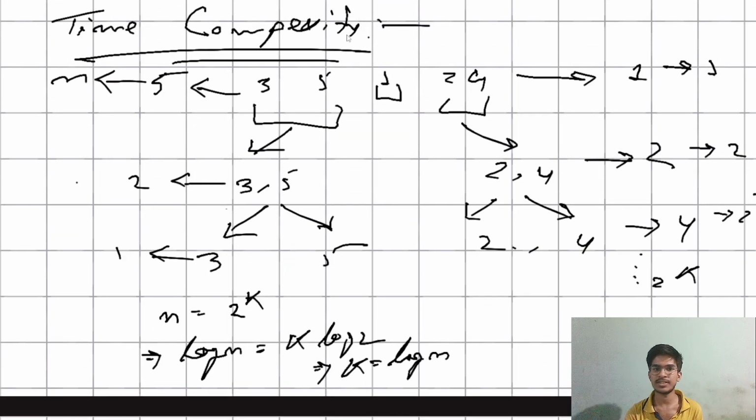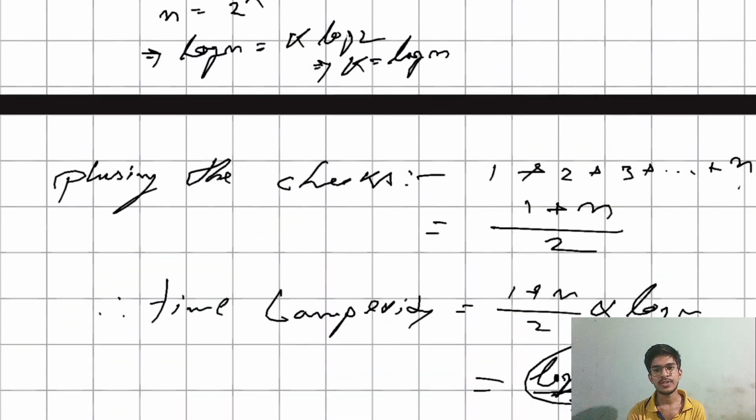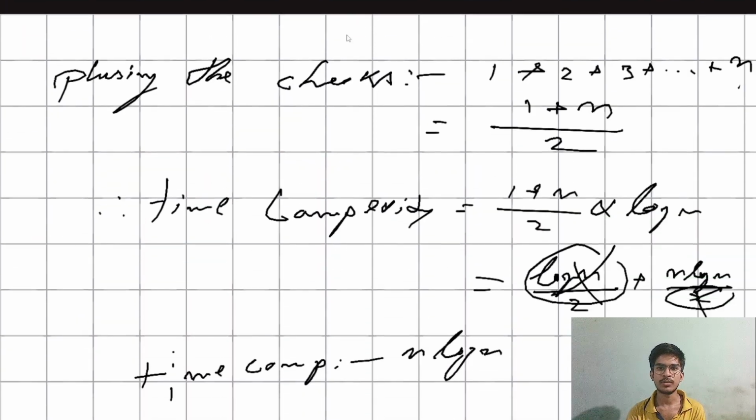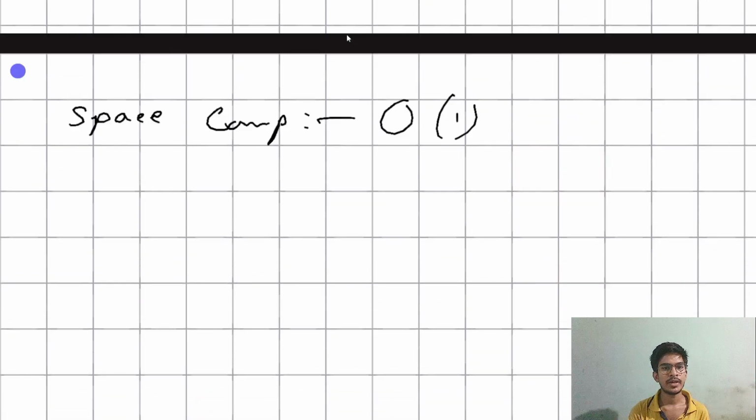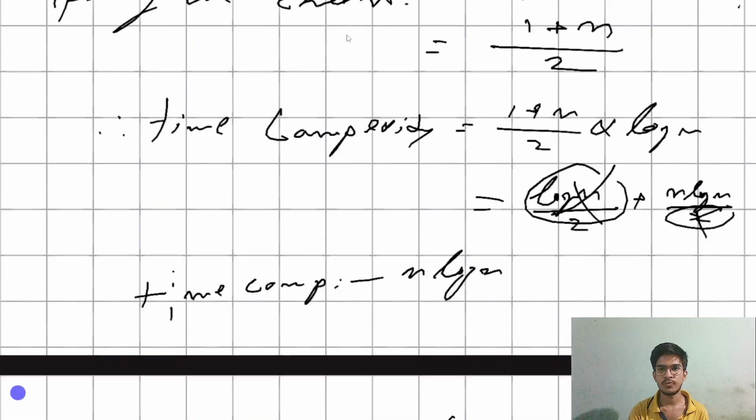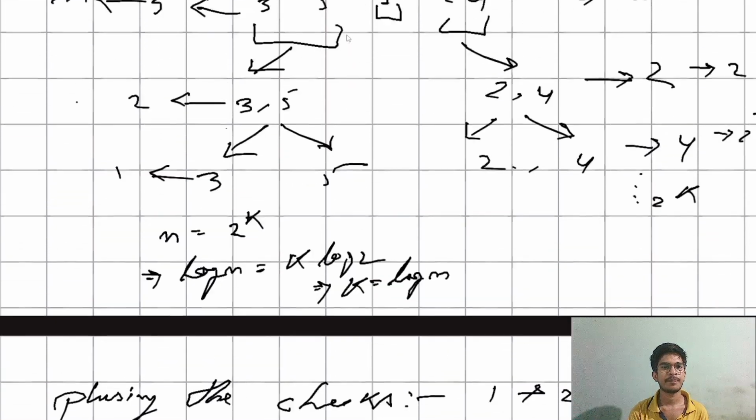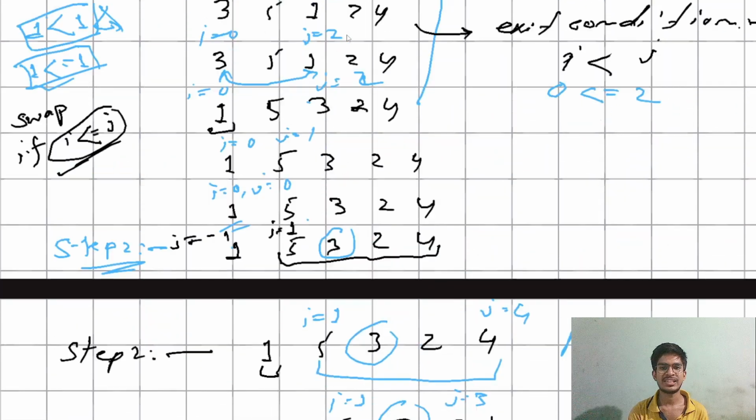It is a very efficient time complexity. It is n log n, which is very good compared to the other sorting algorithms. So space complexity is O of 1 and time complexity is this one. And this is the explanation.